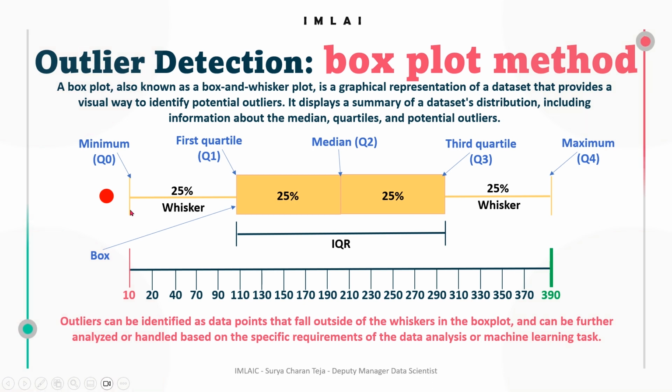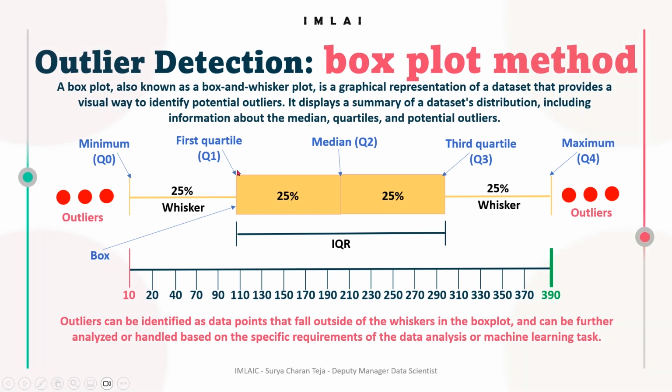Outliers can be identified as data points that fall outside of the whiskers in the box plot, and can be further analyzed or handled based on the specific requirements of the data analysis or machine learning task. One more time, I want to give a complete brief about the main components of the box and whisker plot. The first one is the rectangular box. Let's take a small example. Suppose we have a data set of students' exam scores in a class, and you want to identify any potential outliers in the data.